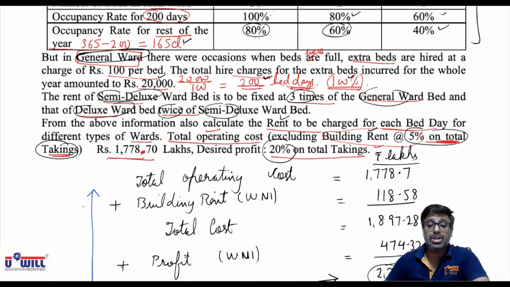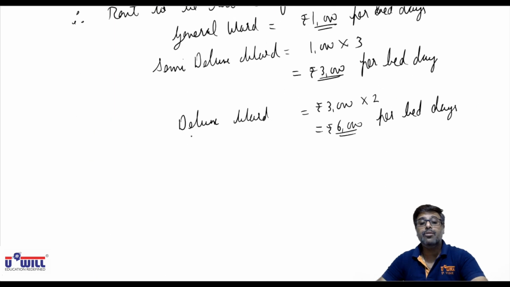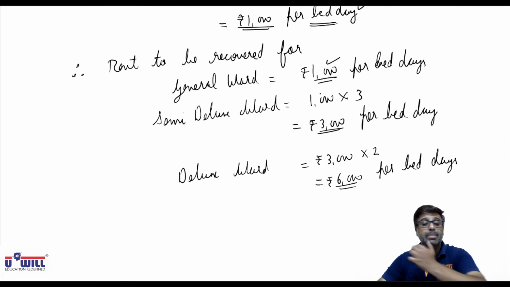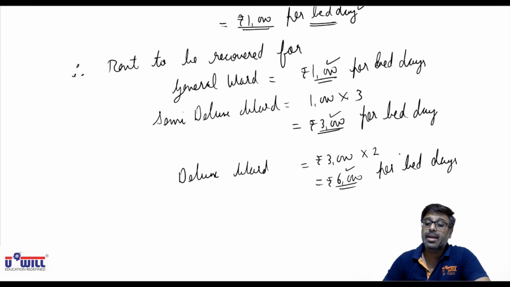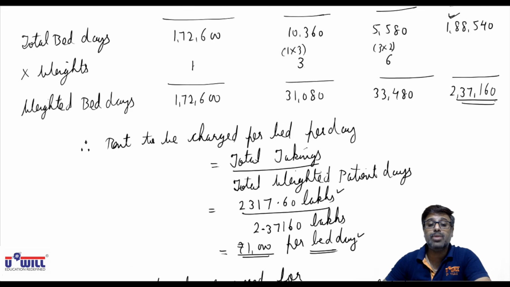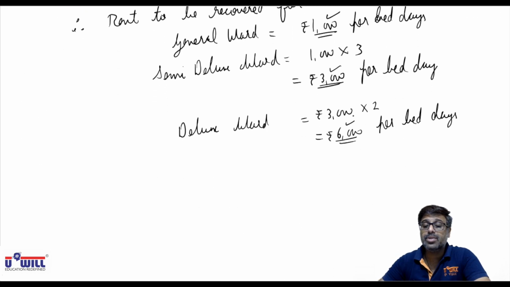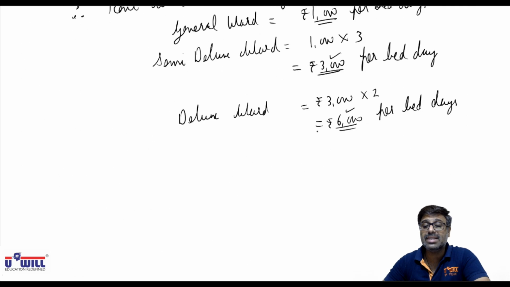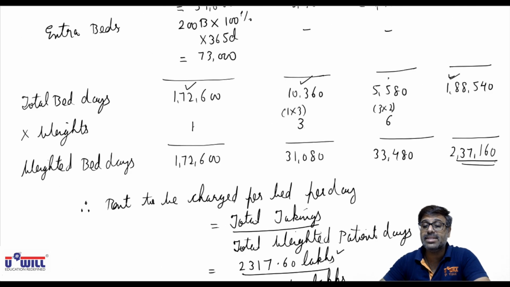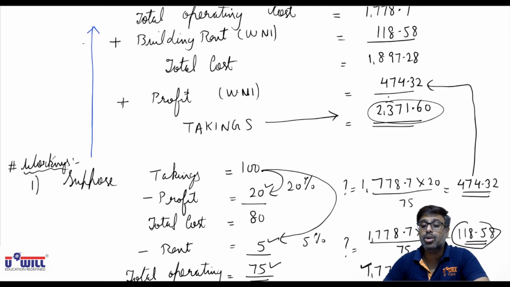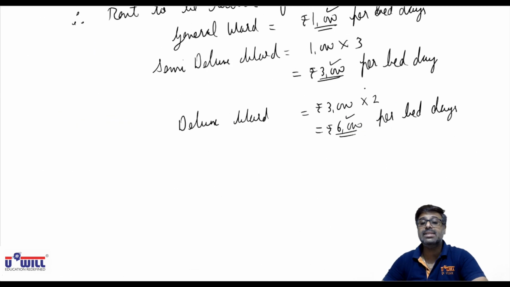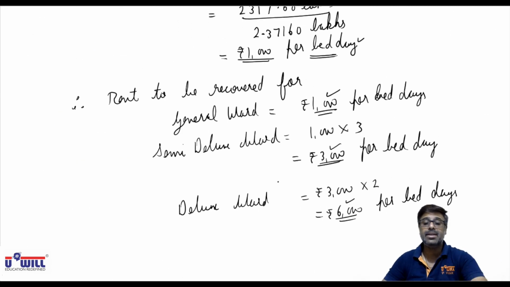What is the main question asked? Calculate the rent to be charged for each bed day for different types of wards. For general ward, we will charge 1000 per bed per day. For semi-deluxe ward, 3000, and for deluxe ward, 6000. And you can cross-check. If you multiply 1000 with 1,72,600, 3000 with 10,360, and 6000 with 5580, you'll see we will be able to recover 2317.60 lakh rupees if you charge these amounts for general, semi-deluxe and deluxe ward.